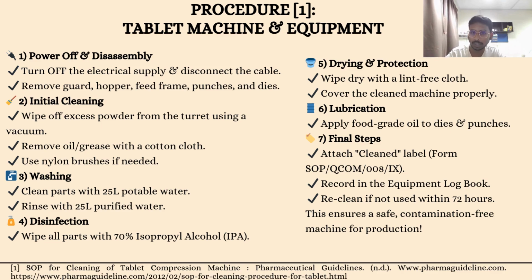The next step will be drying and protection, which involves wiping dry with a lint-free cloth and covering the cleaned machine properly. Then we proceed with lubrication, where we apply food-grade oil to the dies and punches. And then the final step will be to attach the clean label on the machine or in the section. This will be recorded in the equipment logbook. Re-clean if not used within 72 hours. This will ensure a safe, contamination-free machine for the production.